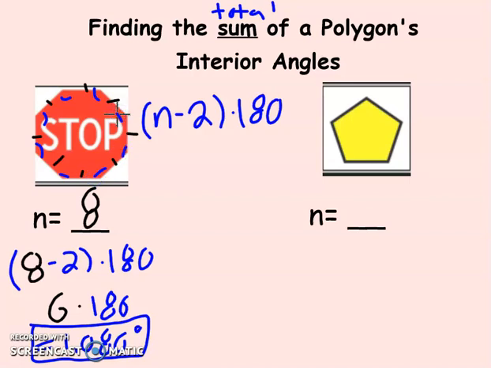So that's all those angles there. They're going to add up to 180 degrees. This octagon has 1,080 degrees in it.